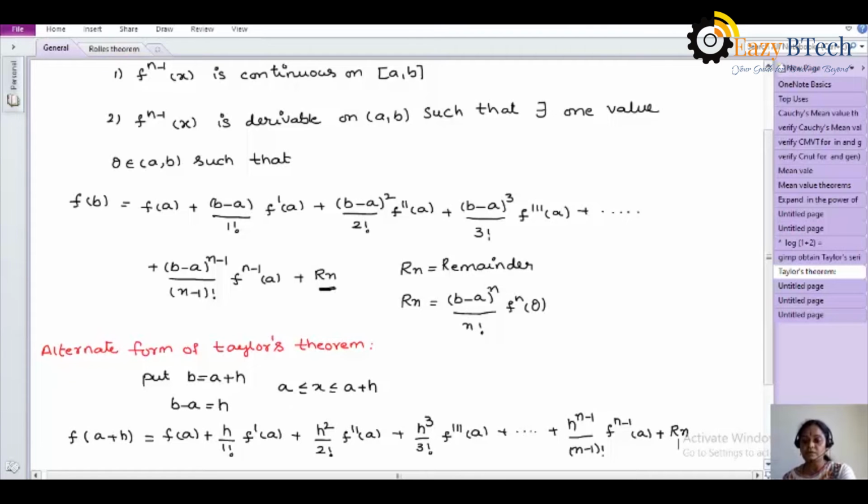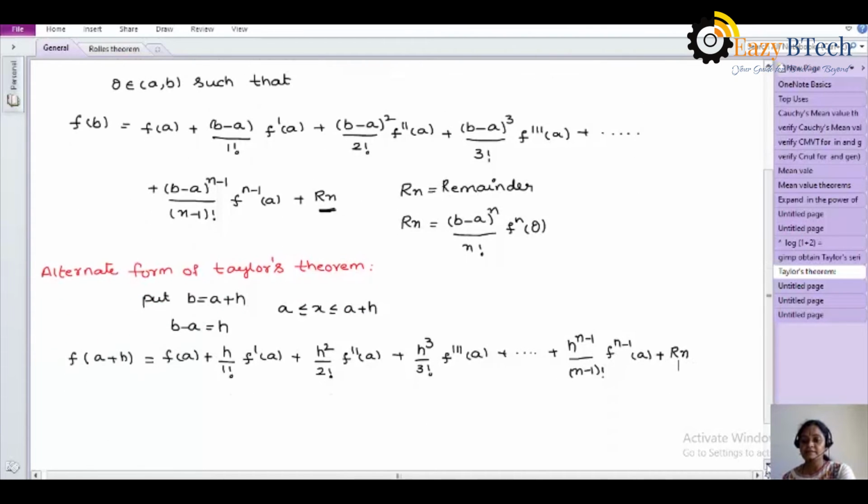Here also Rn is known as the remainder. So now what is the value of the remainder here in alternative form? The remainder value is nothing but h power n by n factorial f power n of a plus theta h. It is the remainder value of the alternative form of Taylor's theorem. Okay students, please remember these two formulas, the f of b formula and the f of a plus h formula.